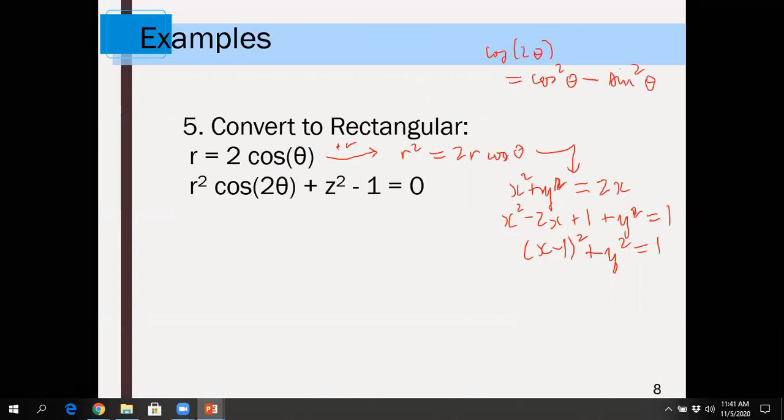And if I plug that in here, I'm going to get 0 on this side. I'll have z squared minus 1, and I'll have r squared times cosine squared theta minus sine squared theta, plus z squared minus 1. And if I distribute this r squared through, what am I going to end up with? Think about it. I'll have r squared cos squared theta, which is x squared. So it'd be x squared minus y squared plus z squared minus 1 equals 0.